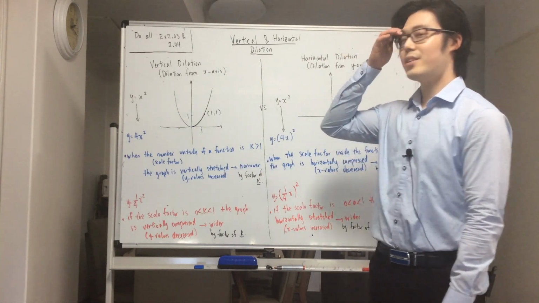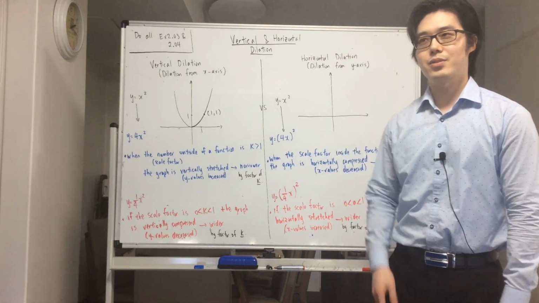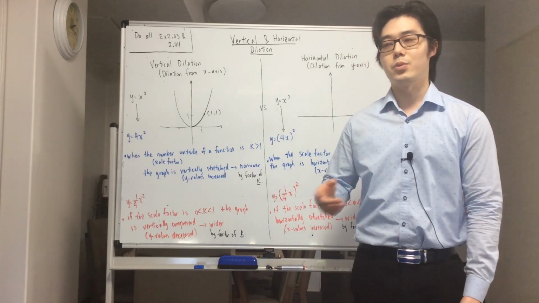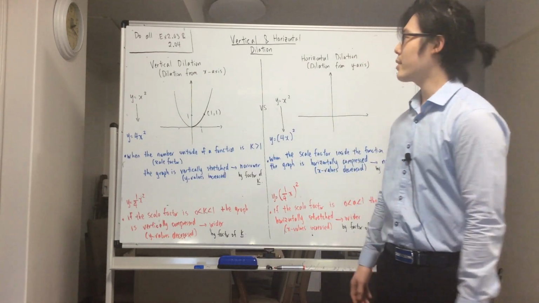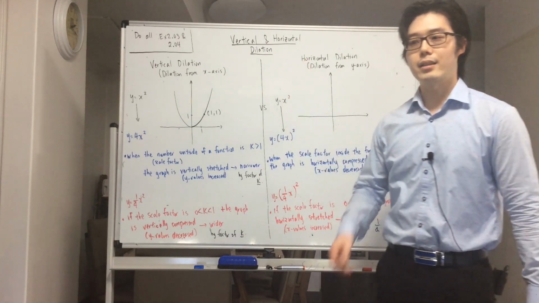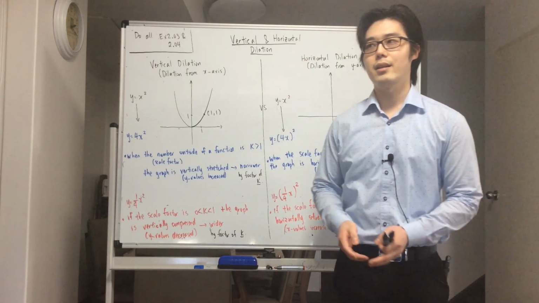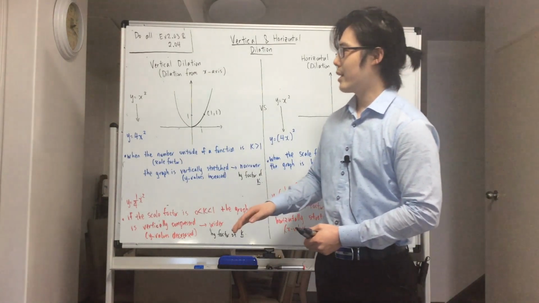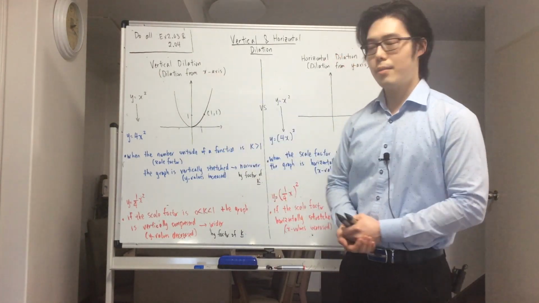Alright, so girls, last lesson we looked at vertical and horizontal translation, which is all about shifting the graph up or down or sideways, okay? Today we're going to be looking at vertical and horizontal dilation, and dilation is when you have a graph that either becomes narrower or wider, okay? So let's have a look at vertical dilation to start off with.